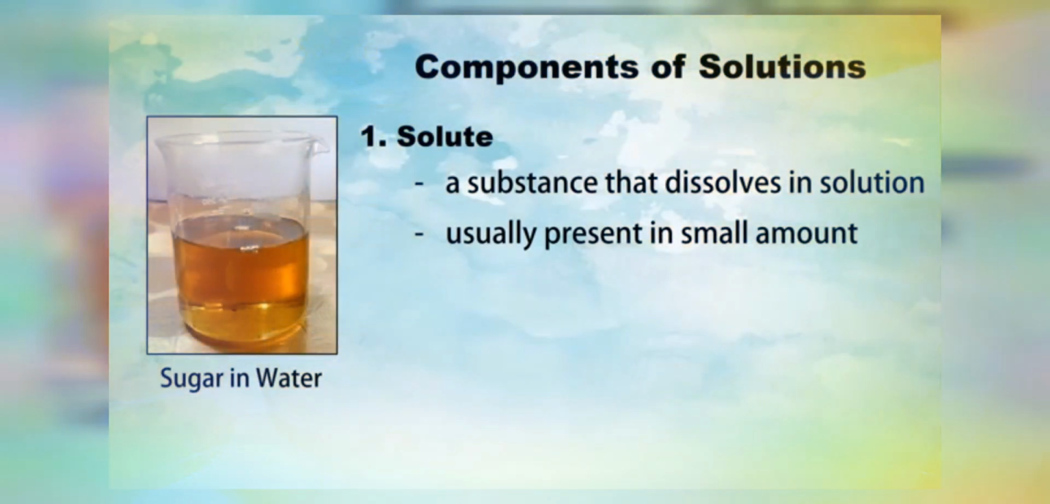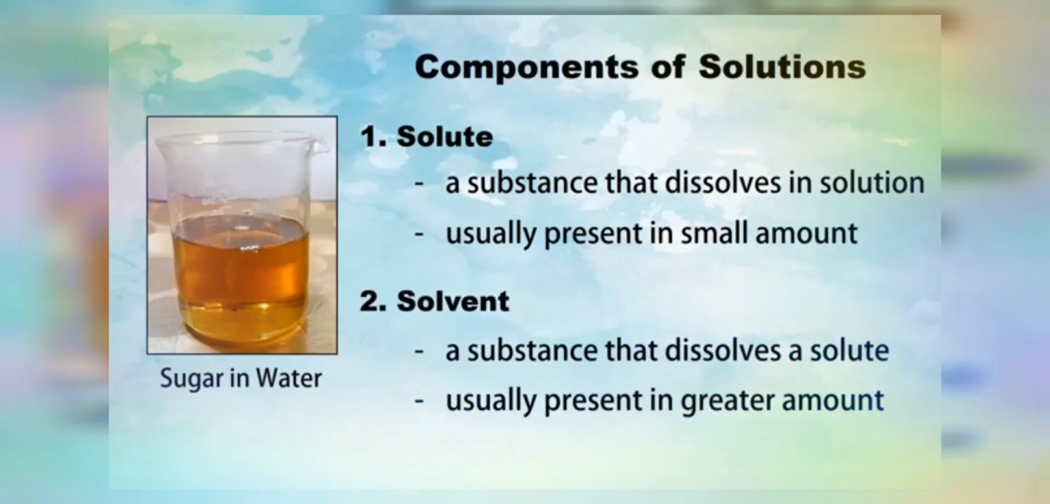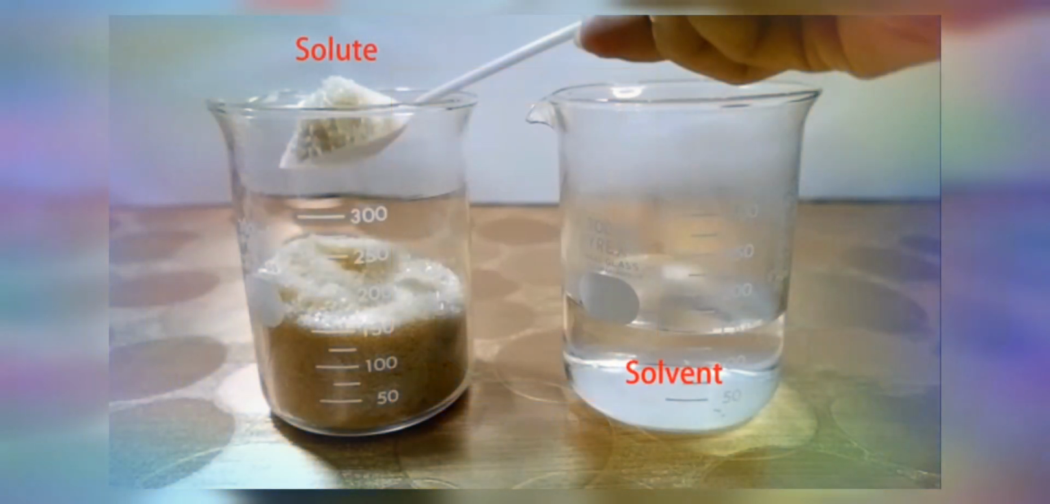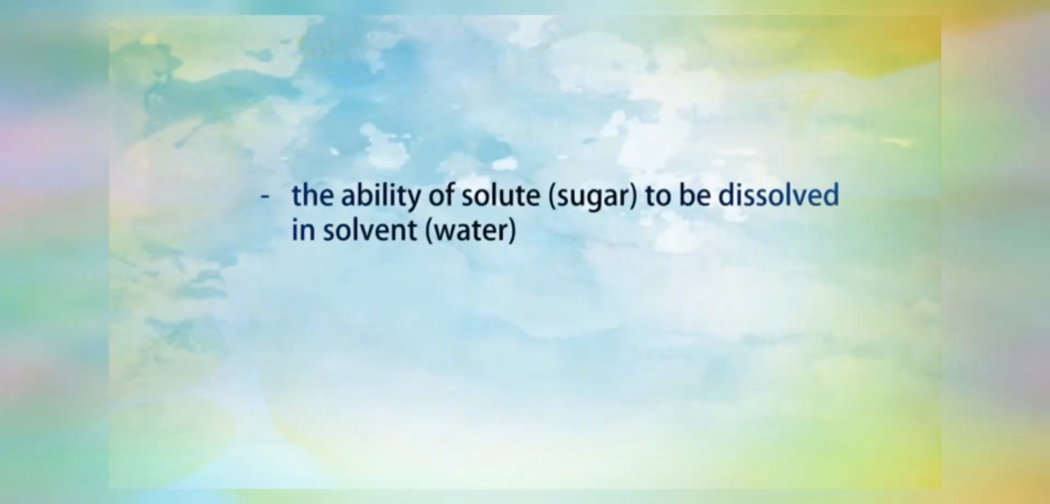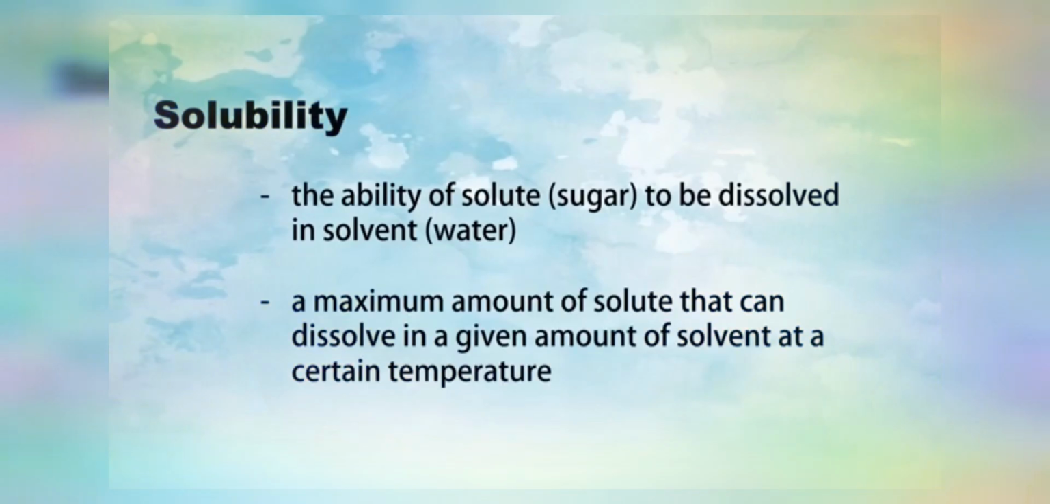Now, let's talk about the solvent. Solvent is a substance that dissolves a solute. It is usually present in greater amount. The solvent in this solution is water because water dissolves sugar and is usually present in greater amounts. Between solute and solvent, we will focus on the solute. The ability of a solute to dissolve in a solvent is what we call solubility. Solubility is the maximum amount of solute that can dissolve in a given amount of solvent at a certain temperature.